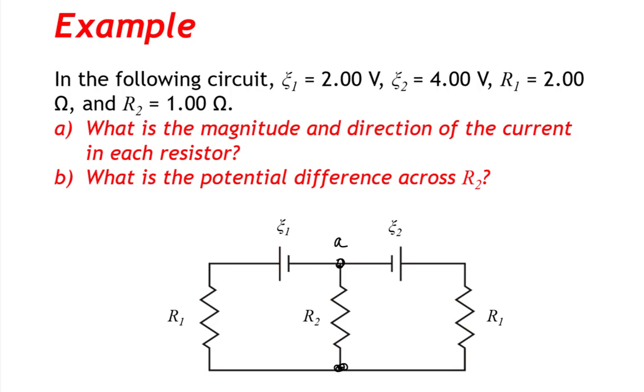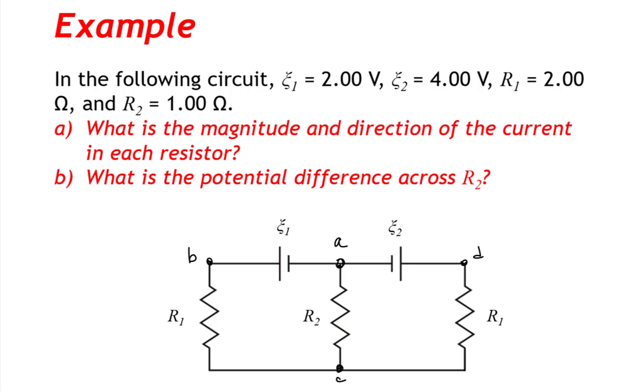If we call this point A, and let's just go around the circle, we'll call this point B, point C, and point D. We see that we have branches going from A to C through battery 1, A to C through the resistor 2, and A to C through battery 2. We're going to use this to help guide us in solving this problem.